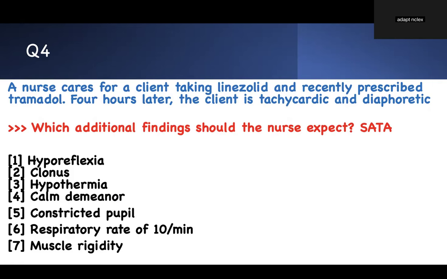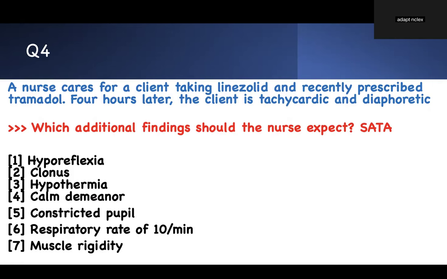Hyporeflexia, I'm not going up. Clonus, I'm going up. Hypothermia, I'm not going up. Calm demeanor, I'm not going up. Constricted pupil, I'm not going up. Respiratory rate of 10, I'm not going up. Muscle rigidity, I'm going up. Therefore, there's only two answers there, 2 and 7.